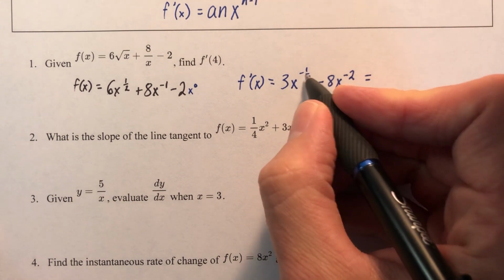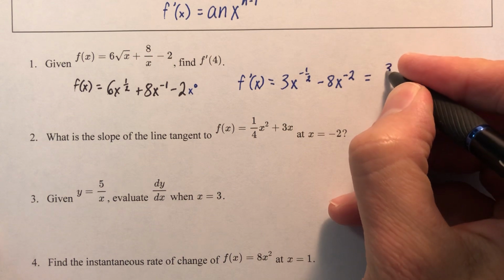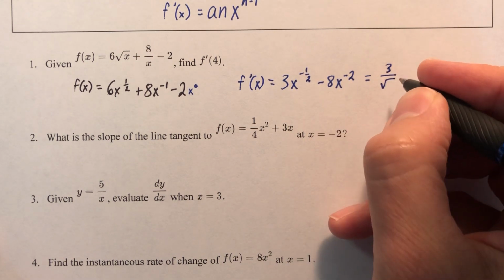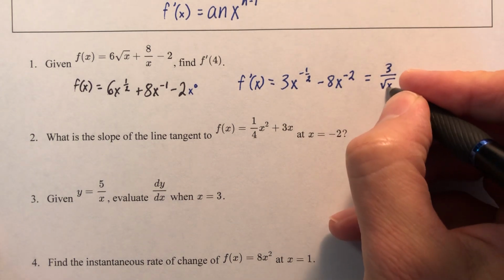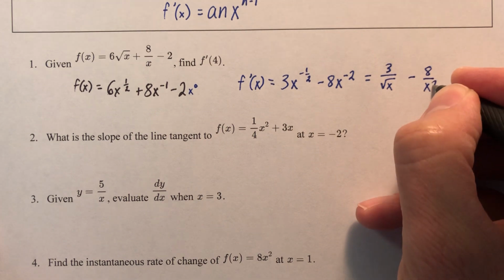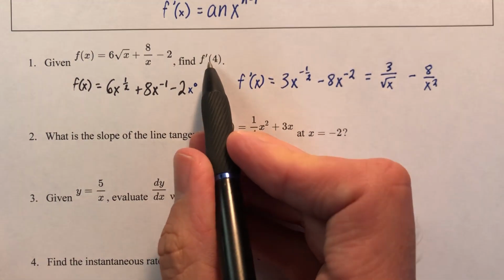This negative exponent and this negative exponent will move both of those x's to the denominator. So we'll have 3 over x to the 1/2. Well, a variable that is anything raised to the 1/2 power is a square root. So 3 over the square root of x minus 8 over x squared. We have now found the derivative. We have not evaluated the derivative at 4.